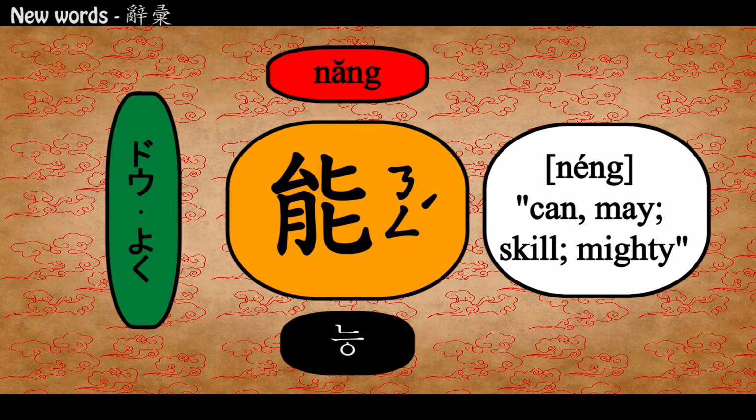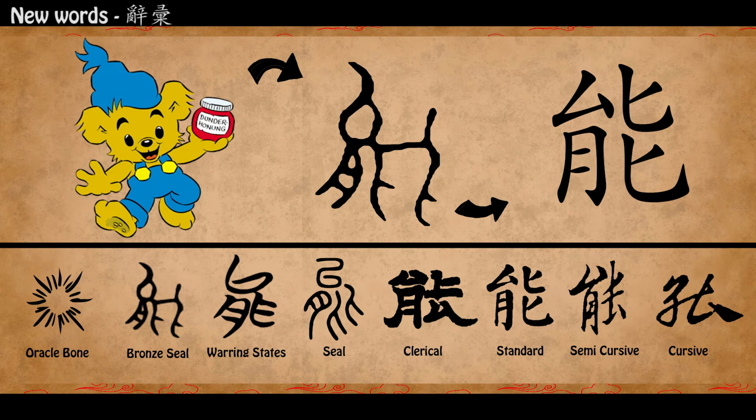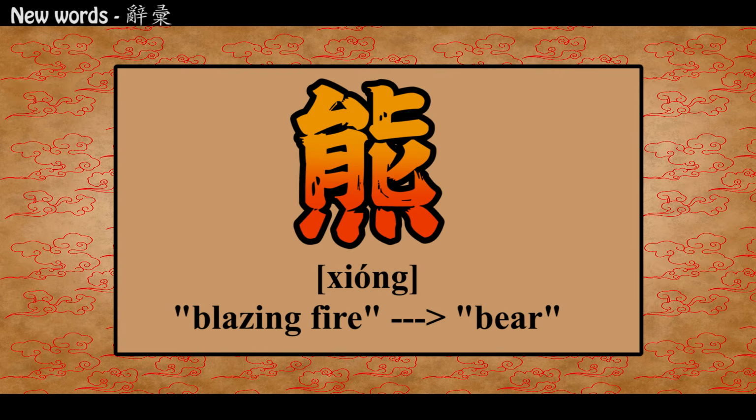Neng, can, may, mighty. A drawing of a bear, borrowed for the same lauding word meaning can, may, mighty. If you don't see why bear is a good way to write mighty, then you've clearly never met a bear in real life. The word for bear, xiong, now has a fire tacked on at the bottom. Nerd note! At the earliest, xiong meant blazing fire, wherefore it has the fire bit at the bottom.